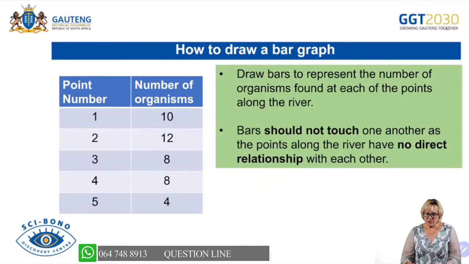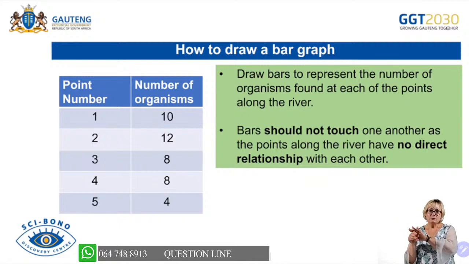How to draw a bar graph. Draw bars to represent the number of organisms found at each of the points along the river. Bars should not touch one another, as the points along the river have no direct relationship with each other. Remember, if we tell you a bar graph, then you must know it's bars with spaces in between. Otherwise, if they're supposed to touch one another, we call that a histogram.